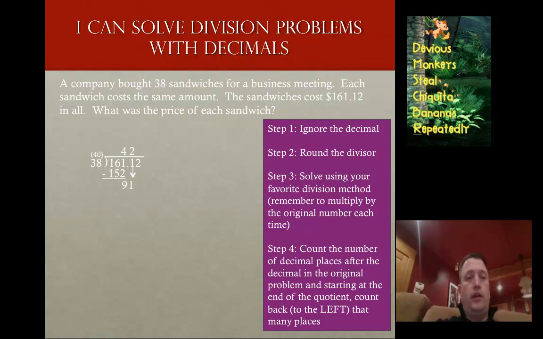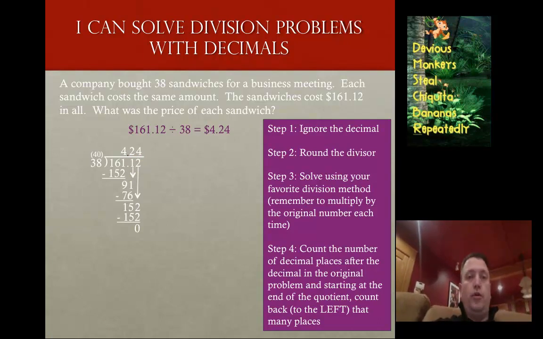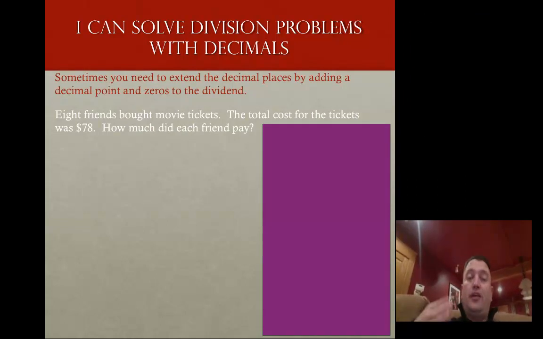So how many 38 is going to get into 91? I can get 2 out of there. I subtract, I get 15. Okay, bring down the next number. And now I know I can get 4 out of there based on what I did before because I already had that right here. So when I subtract, I get 0. Put that decimal point at the end. Again, there are 2 spots that come after the decimal here. So I'm going to slide that decimal to the left 2 places. And so the cost of each sandwich was $4.24.